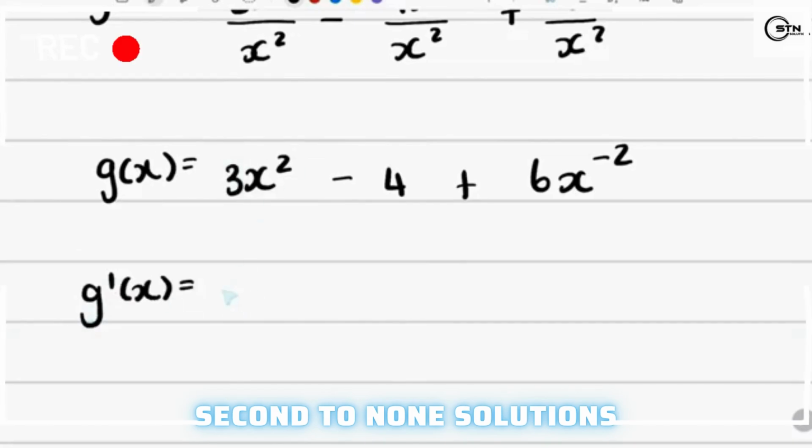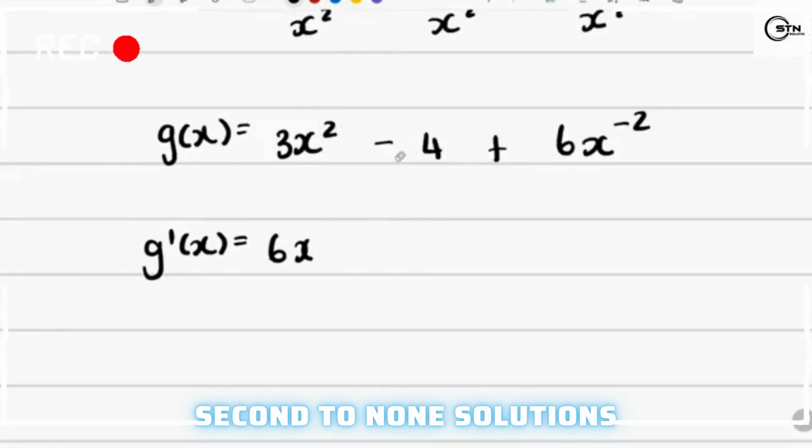So we have 3 times 2, which is 6. And then we have x. And then we subtract 1 from that is 1. You don't have to write that. Then you have minus 4, of course. So when you are deriving a constant, it becomes 0.